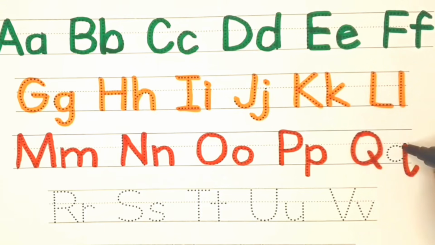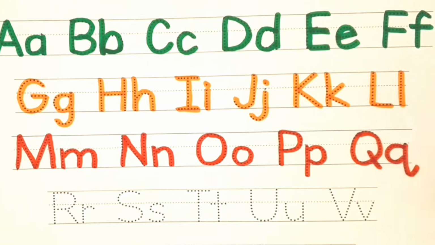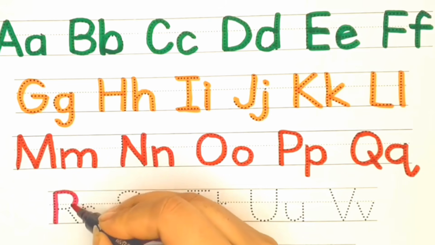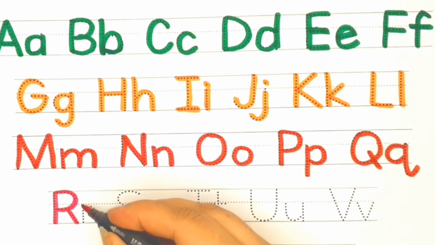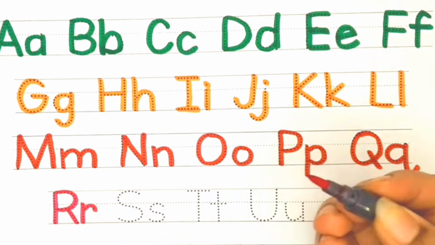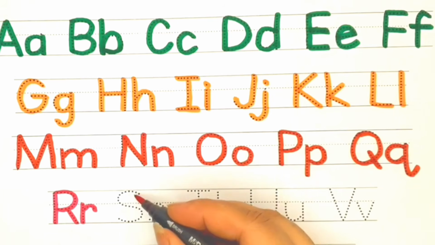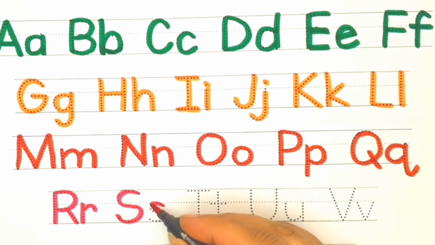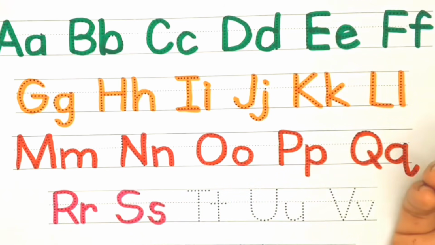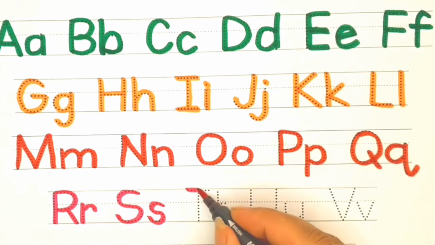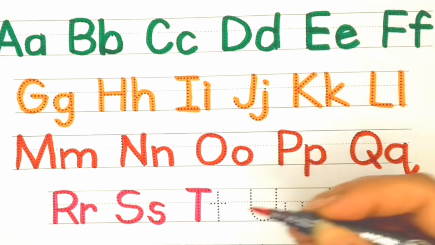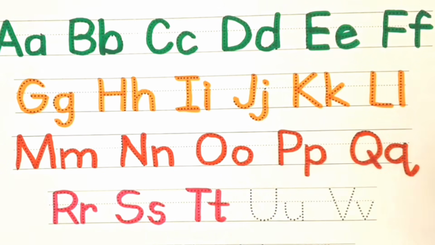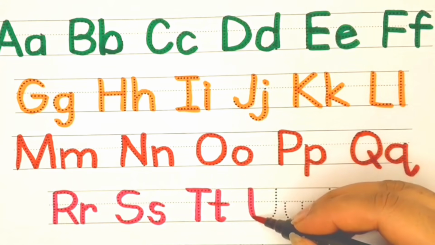Capital Q, small q. Q for queen. Capital R, small r. R for rabbit. Capital S, small s. S for sun. Capital T, small t. T for tree.